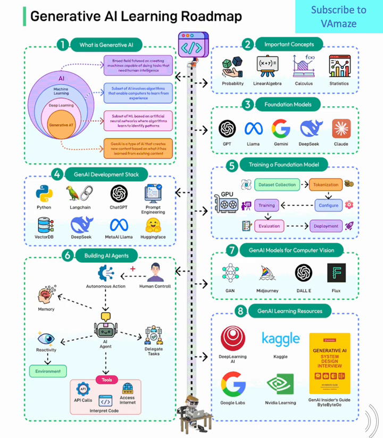Bringing those elements together, you next move into training a foundation model. This process starts with dataset collection, where you gather, clean, and pre-process text, images, or other modalities. Next comes tokenization, which converts raw text or code into tokens that the model can understand. During configuration, you select hyperparameters like learning rate, batch size, and model depth.